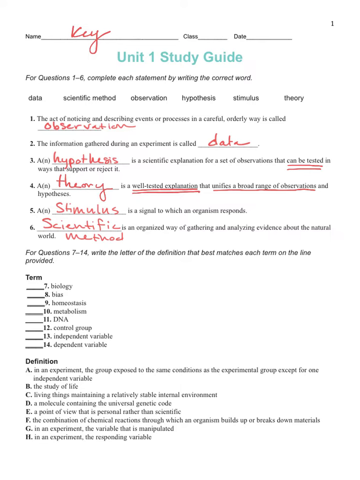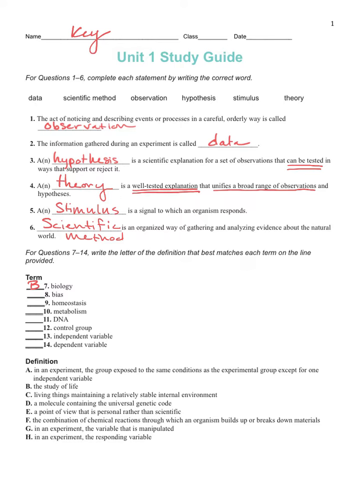Next, we're going to go on to the matching section. And so we're going to match the letter from the definition with the term that it best fits. So number 7, the term is biology, and the definition of biology is B, the study of life. And we get that because bio means life, and the suffix logi means to study.